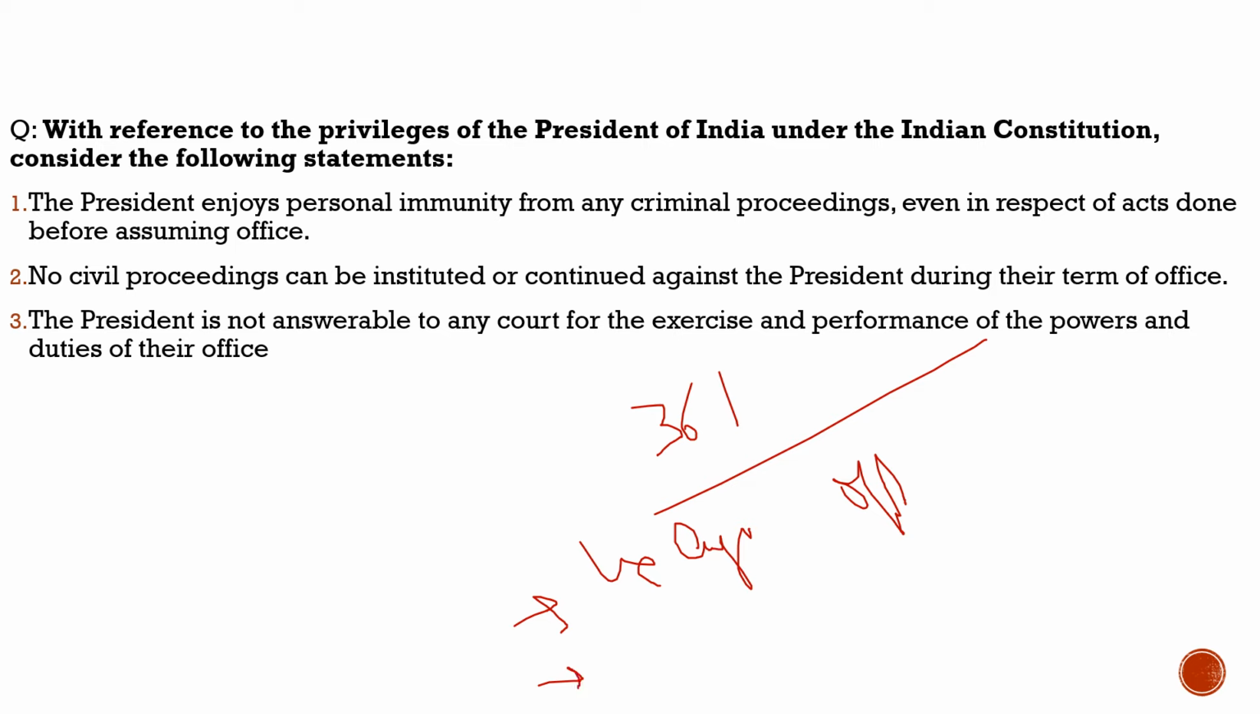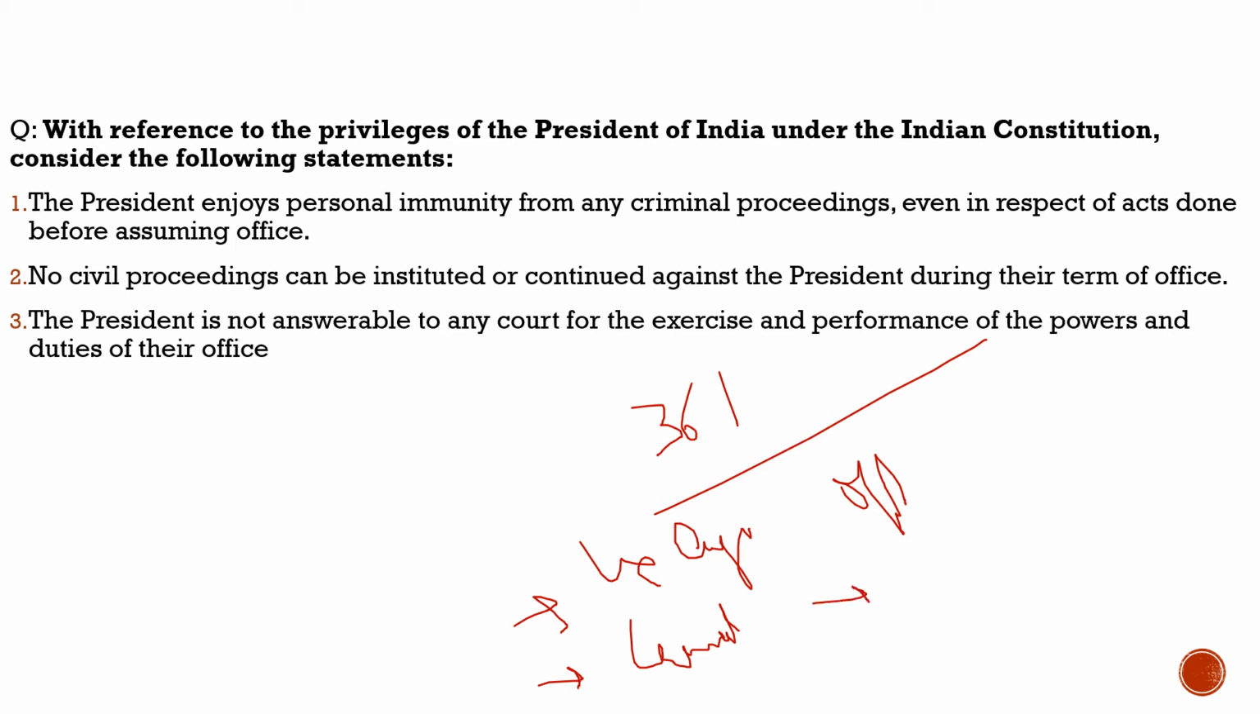Second, no criminal proceedings can be instituted against him for his official and personal acts while he is in office. No criminal proceeding can be instituted against him when he is in office, whether it is related to his official work or his personal work. That is also the immunity which he enjoys.